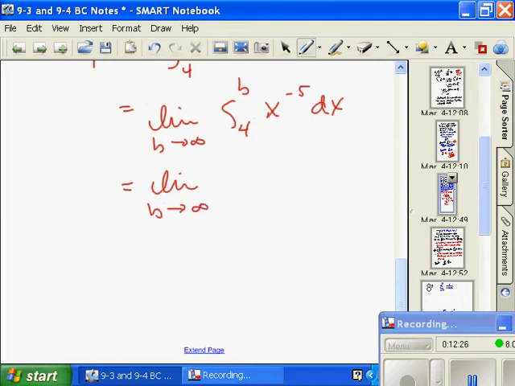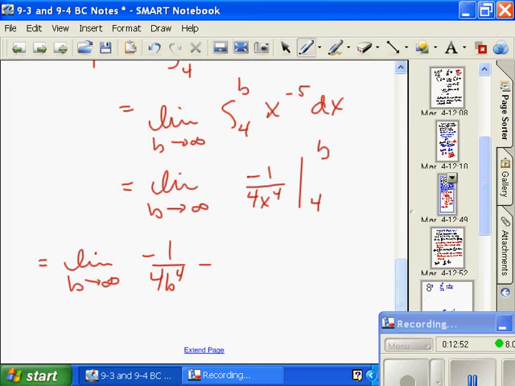So I do my antiderivative, so I'm going to get negative 1 over 4x to the fourth, evaluating that from 4 to b. It's really bring the negative, or add 1 to the exponent, negative 4 divided by negative 4. Then I just went ahead and wrote it as negative 1 over 4x to the fourth. So what I get here is the limit as b goes to infinity of negative 1 over 4b to the fourth minus a negative 1 over 4x to the fourth. Whoops, x is now 4. 4 times 4 to the fourth.